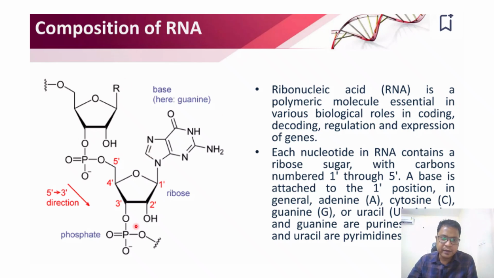So this is the overall structure of RNA. You can see this is the sugar molecule. This is the nitrogenous base attached to the 1' position of the sugar, and this is the phosphate group which is attached to the 5' position of the sugar. So this is the structure of RNA, right?